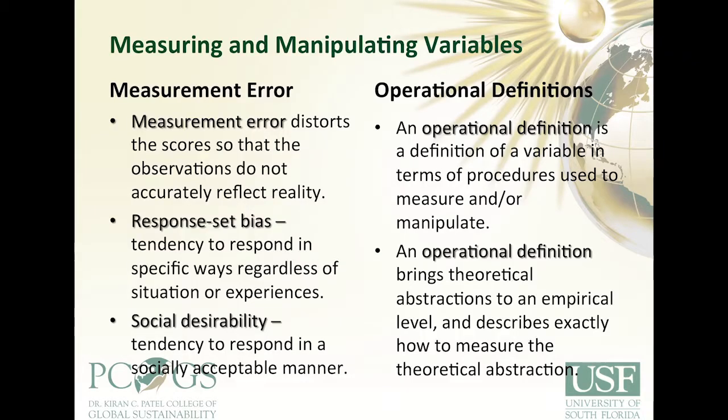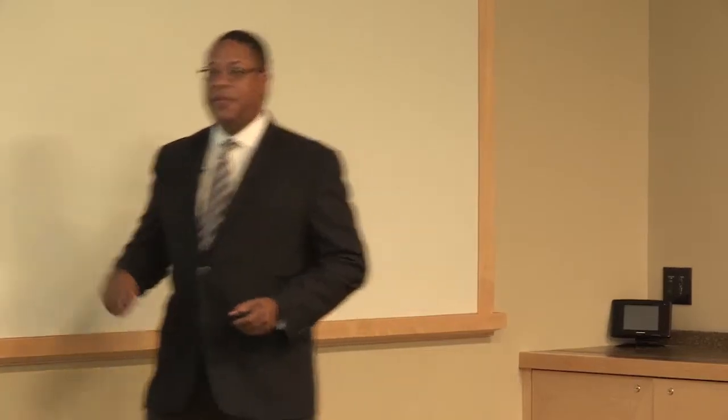Now I mentioned before about error. So when you're looking at research, measurement error is anything that distorts the scores so that the observations do not accurately reflect reality. As I was reading a book to prep for this, a measurement error could be, say you want to weigh somebody, but they decide that they're going to lean against the wall while they're being weighed.